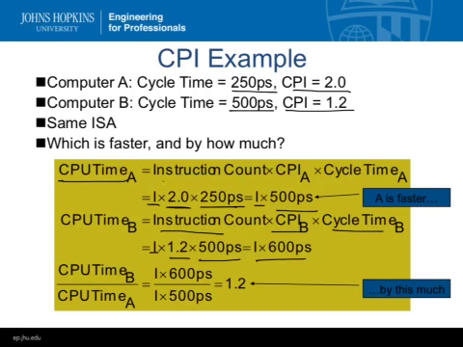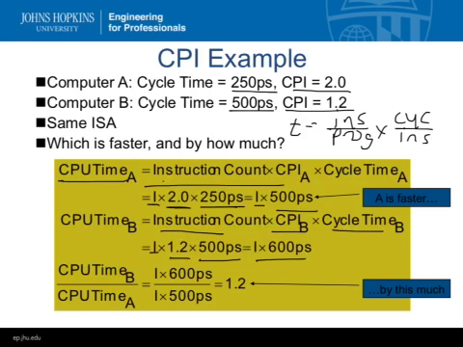So to think about this, to get CPU time, it's going to be instructions per program times cycles per instruction times seconds per cycle. So we cross out the cycles and the instructions. So we get seconds per program.